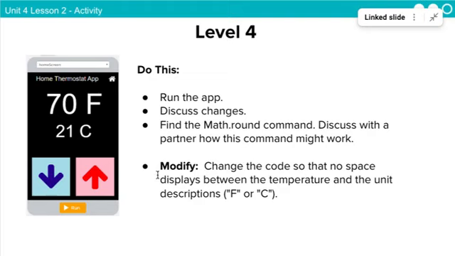And then I want you to change the code so that no space displays between the temperature and the unit descriptions. So we have this space here between the 70 degrees Fahrenheit and 21 degrees Celsius. Change the code so that that space is not there. And then in your journal, I want you to write what you changed for that modification. Pause the video here so you have time to do that.